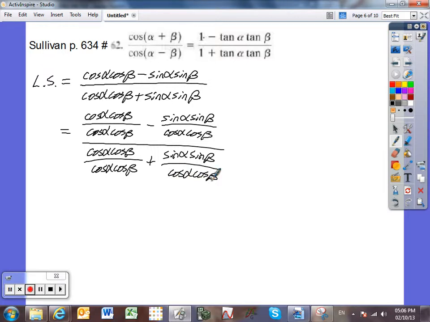Alright, let's look at what we got then. The numerator becomes 1 minus sine alpha over cosine alpha, which is tangent alpha. Sine beta over cosine beta is tangent beta. In the denominator, pretty much the same thing. And there you go. Next question.